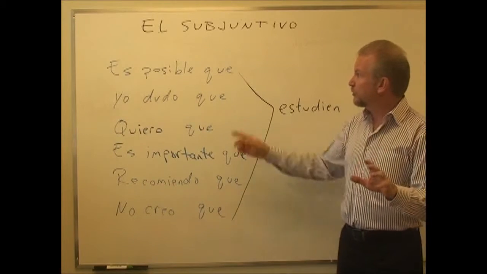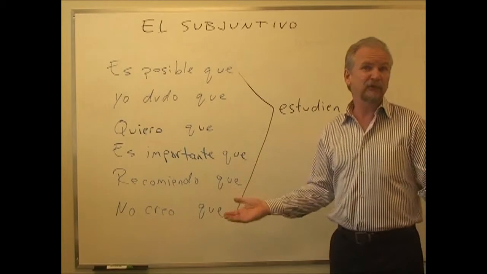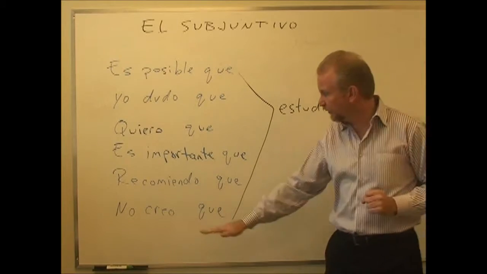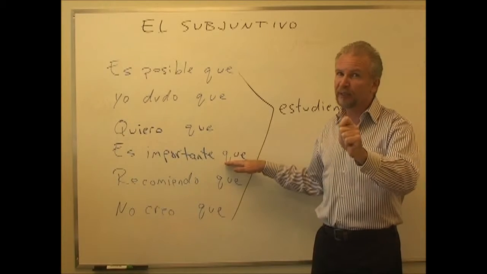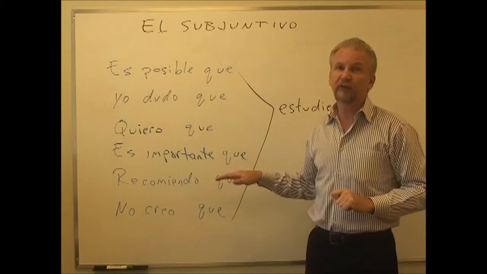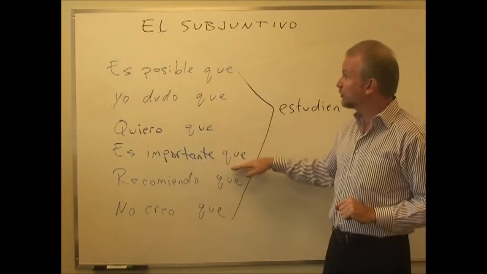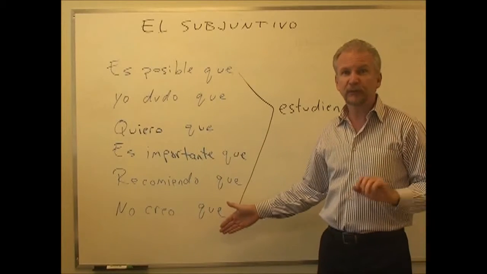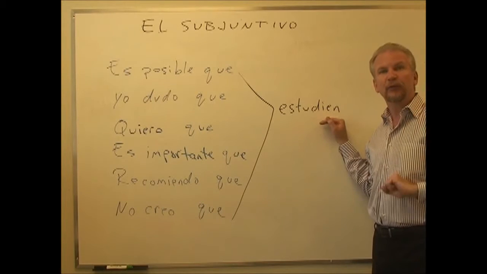When we're using these expressions with que, in English we just say, I don't believe you study. In Spanish it's, I don't believe that. When we've got this que, the word that's coming after the verb must be in the subjunctive form. Quiero que, I want that, I doubt that, it's important that, it's possible that. When we have these phrases, there's a lot of them, the verb is going to be conjugated en el subjuntivo.